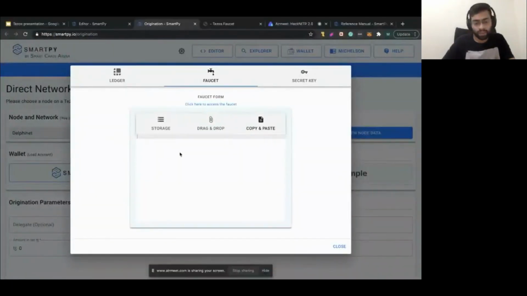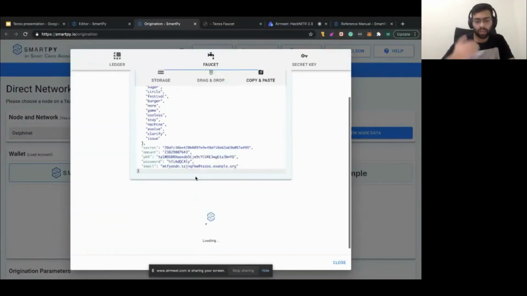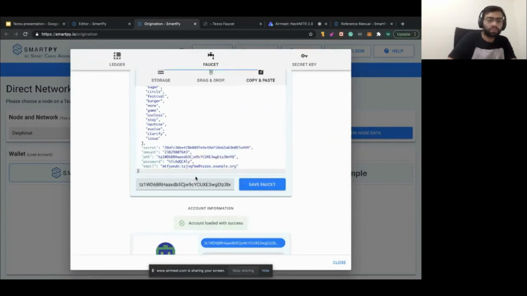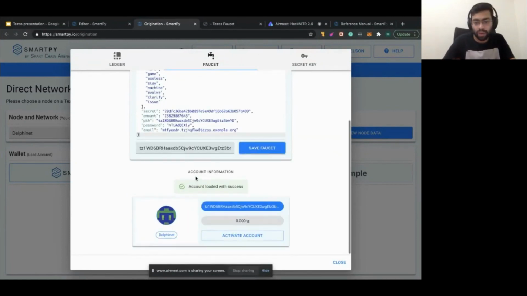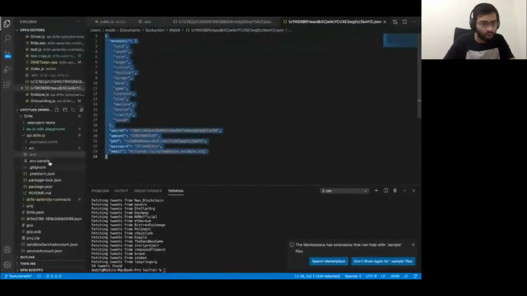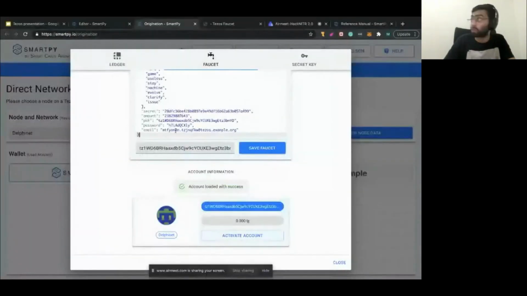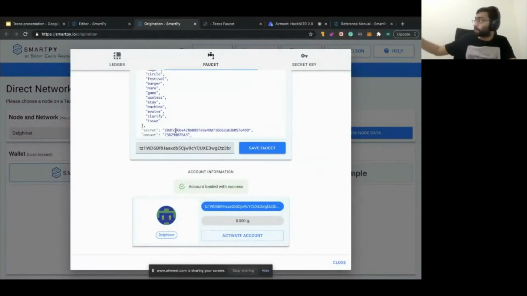So basically, as I said, Tezos is a blockchain which is self-amending, right? So it keeps changing, and there are new networks that come in time and again. So what Delphi is basically is an old network, right? And Florence is a new one. So that is why these.